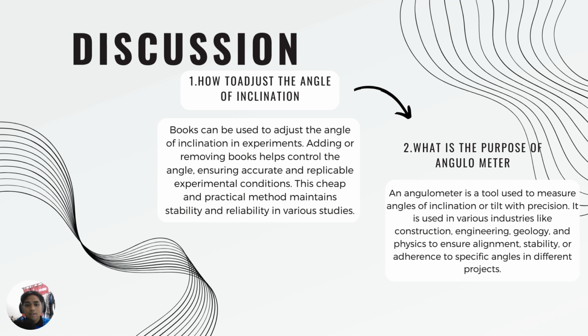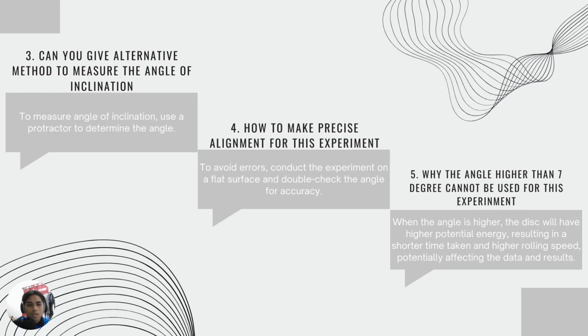The second one is, what is the purpose of the angulometer? The angulometer is a tool that is used to measure the angle of inclination with precision. The third question is, can you give an alternative method to measure the angle of inclination? The alternative way to measure the angle of inclination is by using the protractor.